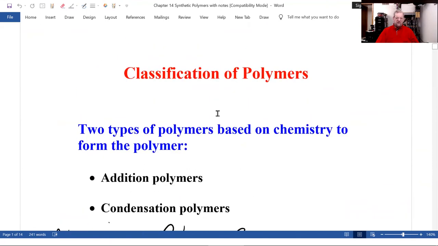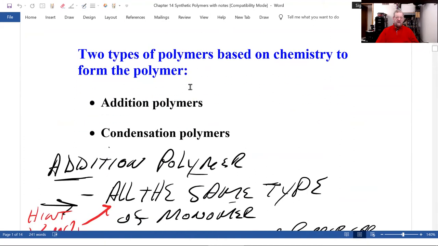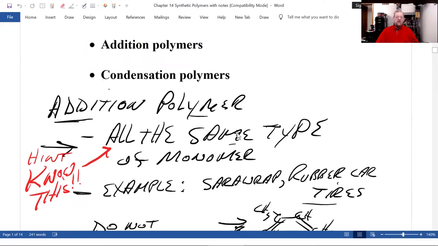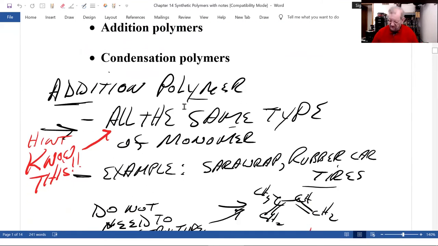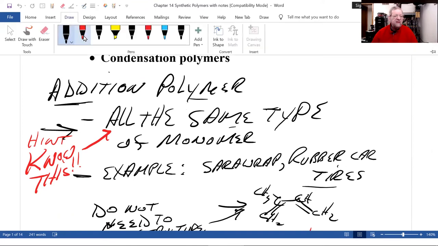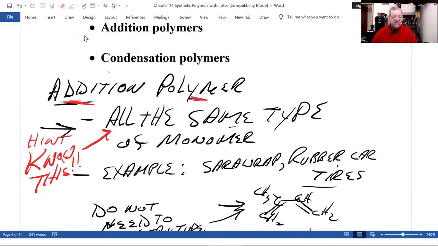Now, when we talk about polymers, there are two main ways of classifying them. One is by physical property, the other is by chemical property. If we look at the chemical property, the two main types of polymers are addition polymers and condensation polymers. You should know an addition polymer is a polymer that has all the same type of monomer. Think of a freight train in which every boxcar is identical. That's what an addition polymer is. It has the same type of monomer.